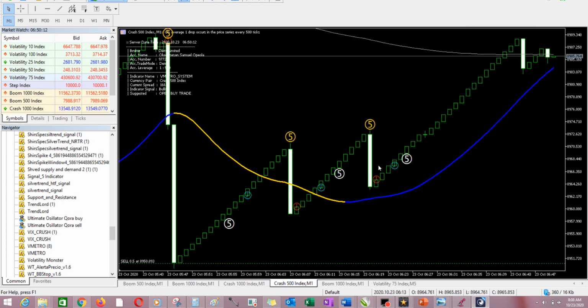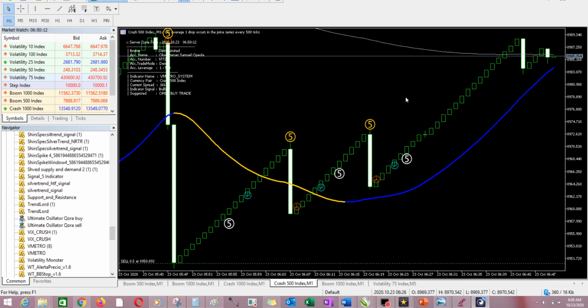So let's check out Crash 500. Crash 500 is also on uptrend. You can see it going up, and it is all blues. You can see the line is blue, and it is going up, so it is on uptrend. So it is favoring those that love buying.